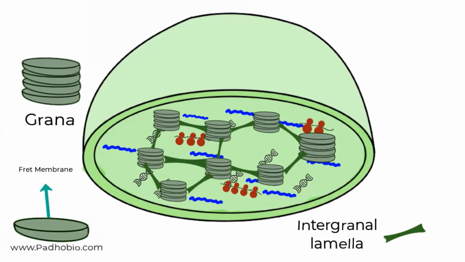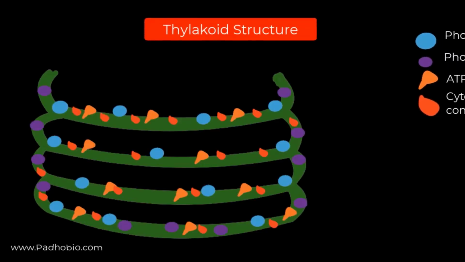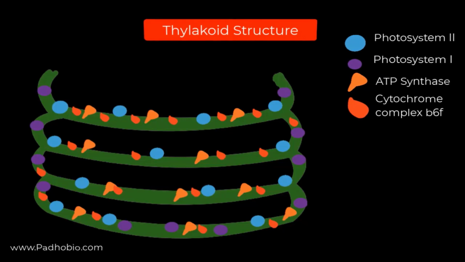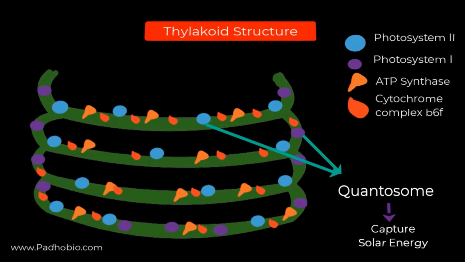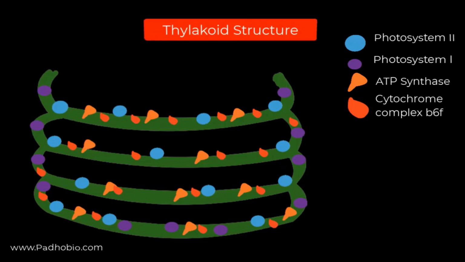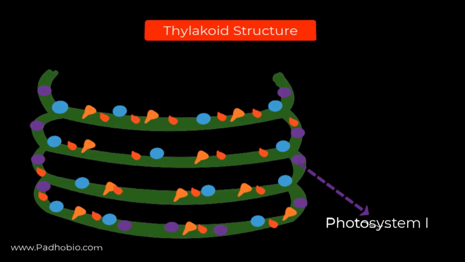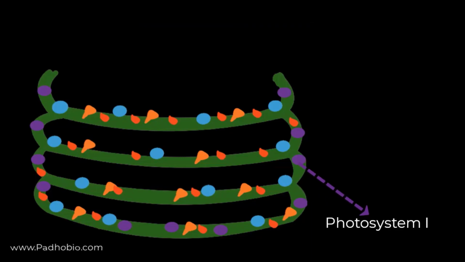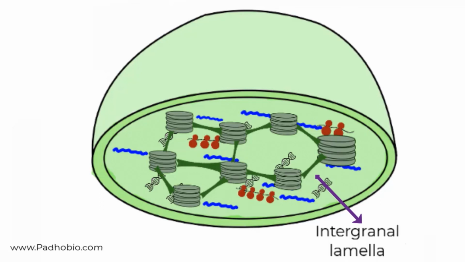The membranes of thylakoids are known as thylakoid membranes. They also contain a large number of granular structures embedded in the membrane. These granules are called quantosomes. Quantosomes are responsible for capturing photons of solar electromagnetic radiation and act as photosynthetic units. Larger units are called photosystem second and smaller granules are known as photosystem first. ATP synthase is evenly distributed all around. Intergranal lamellae lack photosystem second but contain photosystem first.